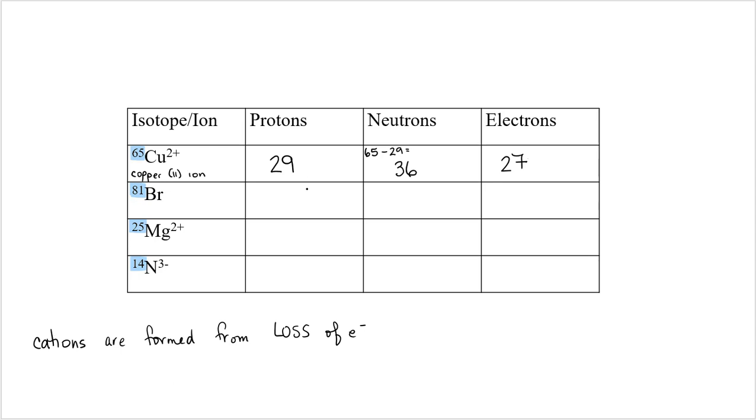Now we have an atom of neutral bromine 81. Bromine is element 35, so it has 35 protons. The number of neutrons is 81 minus 35. That gives us 46 neutrons. Number of electrons, this guy is neutral. It has no charge on it. Since there's no charge, protons and electrons are equal.